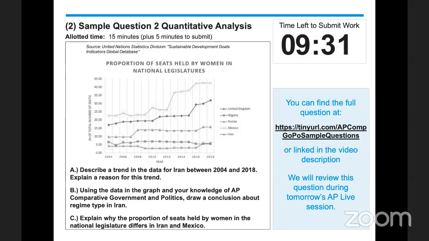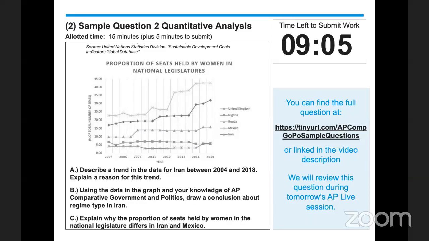Make sure your trend in data has change over time, and talk about the years, right? Not generally, but use specific years. Use multiple sources of data. Make sure you've explained why. When it says explain a reason, that means how or why. Make sure there's a because in your A to explain that trend.